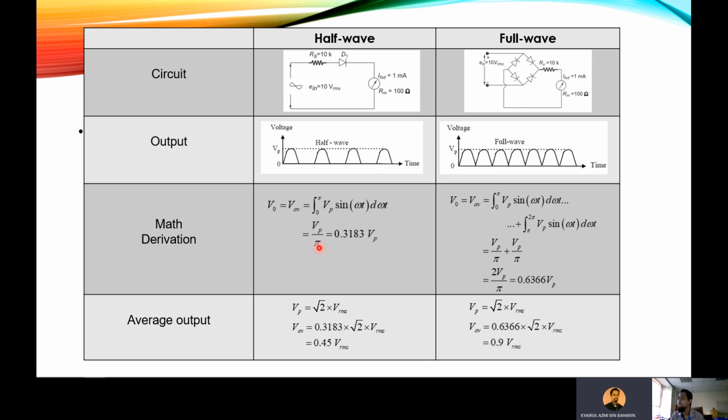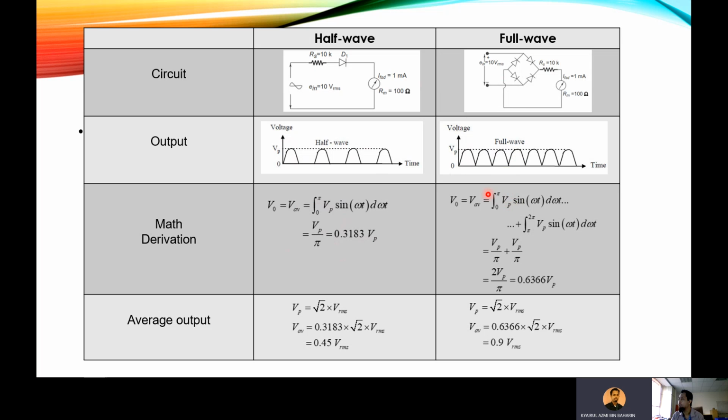Now here is the mathematical derivation, how you get the values of 0.3183 and 0.6366. The derivation is only for one complete cycle. For half wave, we only consider one complete cycle, but since the waveform only exists from 0 to pi, we only integrate from 0 to pi. We integrate this equation and the answer is 1 over pi multiplied by the peak voltage. So 1 over pi is equivalent to 0.3183.